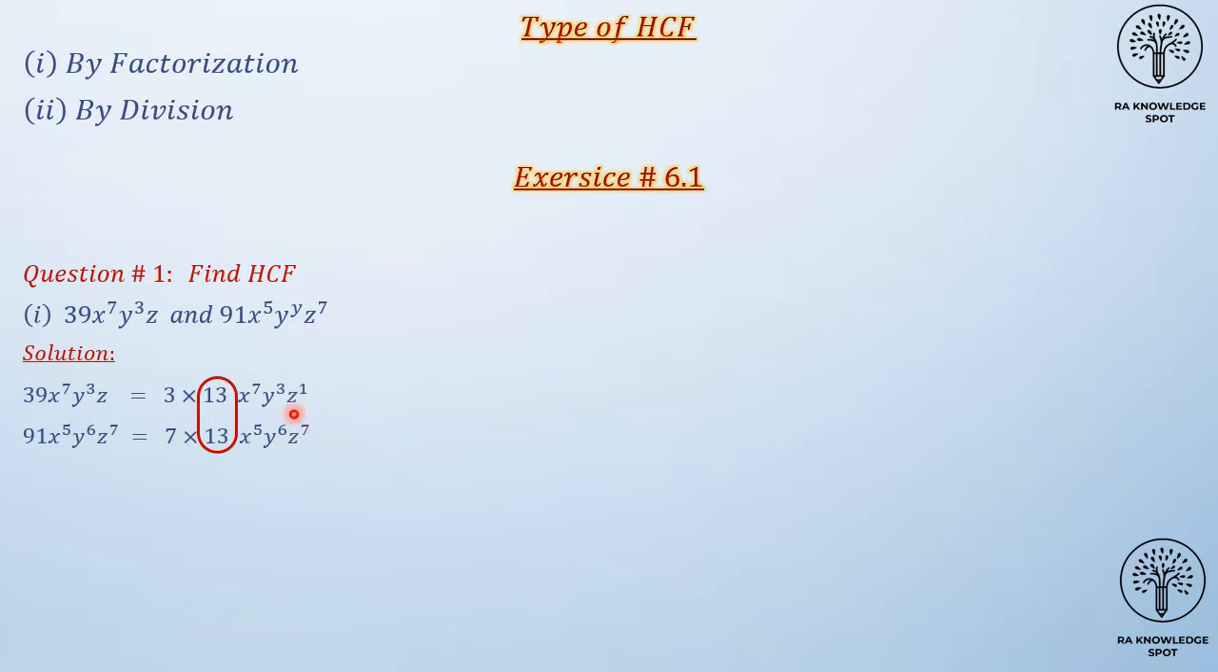Or if I'm going to elaborate, another way to say it is that you can judge the simplest form of the variable by the least power. Which is the least power? x to the power 5 is the least power, y to the power 3 is the least power, and z to the power 1 is the least power. So we can say now the HCF is 13 x to the power 5, y to the power 3, and z to the power 1.